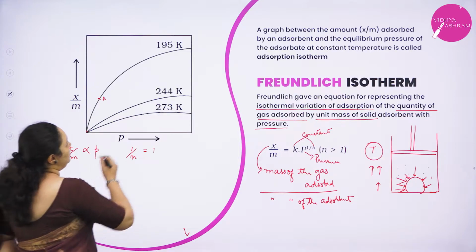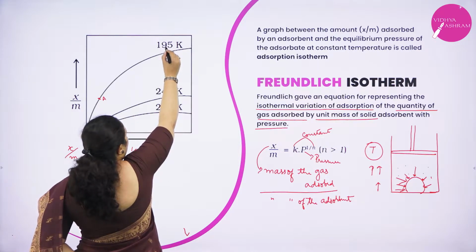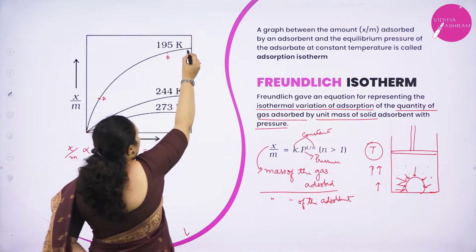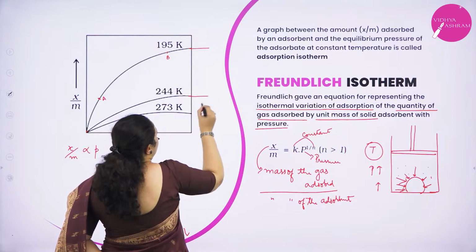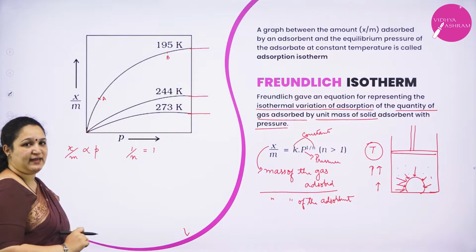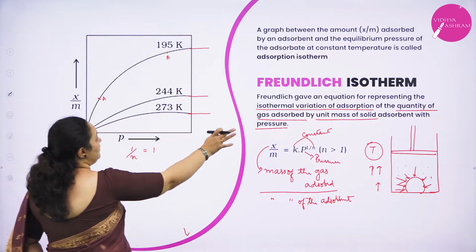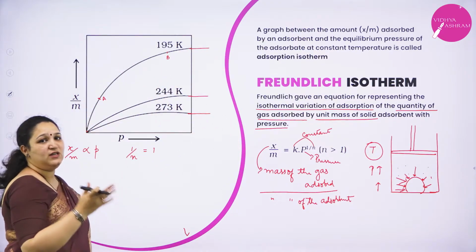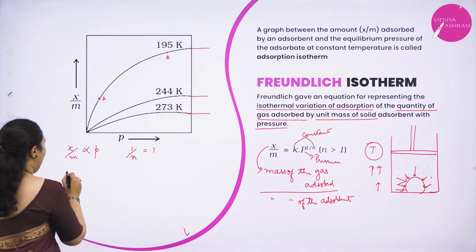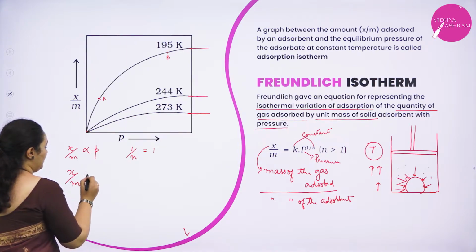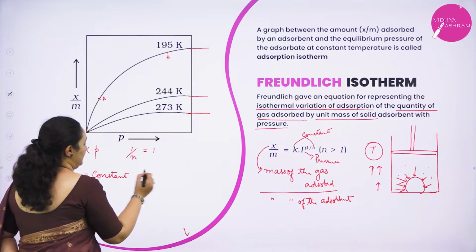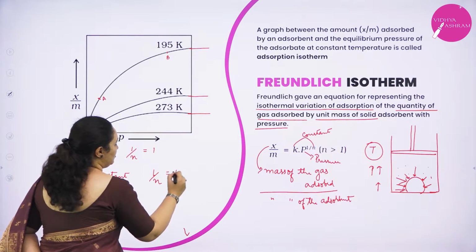Now, if you observe after this point in the curve, I'll take this point as B. If I just give an extension of these graphs, it's almost a straight line. That means however much I increase the pressure, extent of adsorption is not increasing, or the adsorption process is not increasing at all. Here x by m is equal to constant. That means 1 by n is equal to 0.